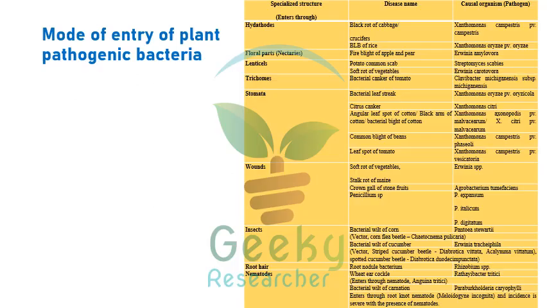Now we will see the mode of entry of plant pathogenic bacteria. It's very, very important. We may definitely expect one or two questions. Hydathodes are very, very important. The pathogens which enter into the plant through hydathodes are black rot of cabbage and bacterial leaf blight of rice. These two pathogens are very important. Black rot of cabbage is caused by Xanthomonas campestris pv. campestris, whereas bacterial leaf blight of rice is otherwise called Xanthomonas oryzae pv. oryzae. These two pathogens enter into the plant through hydathodes.